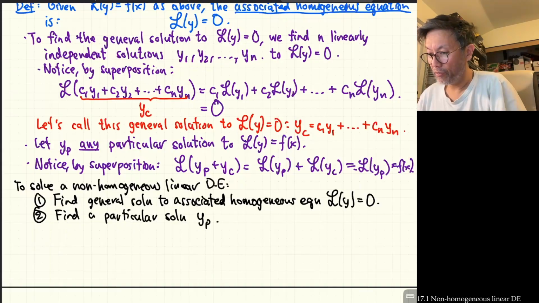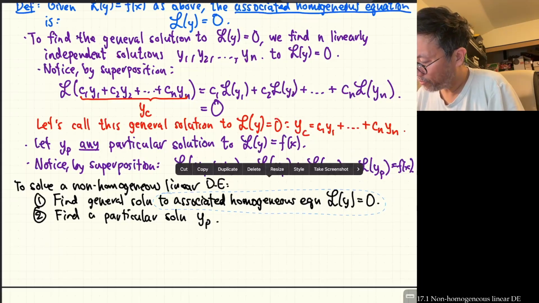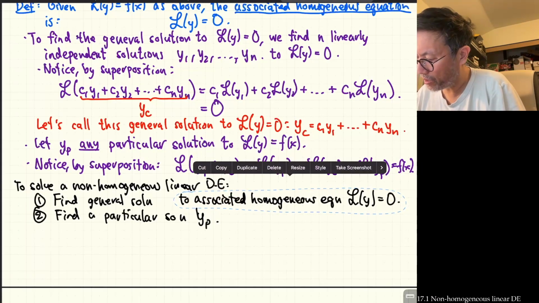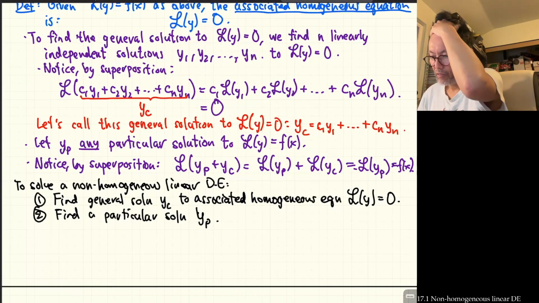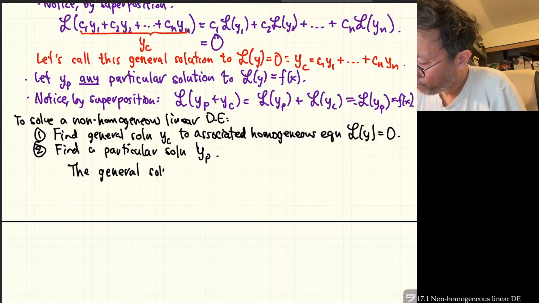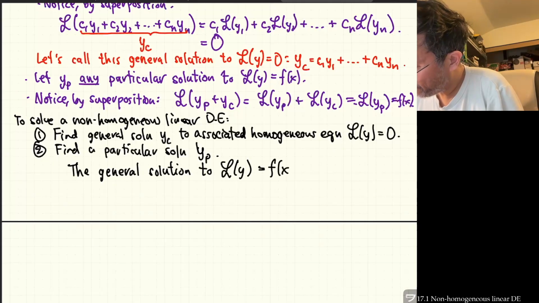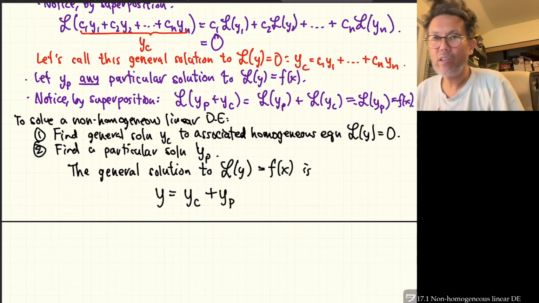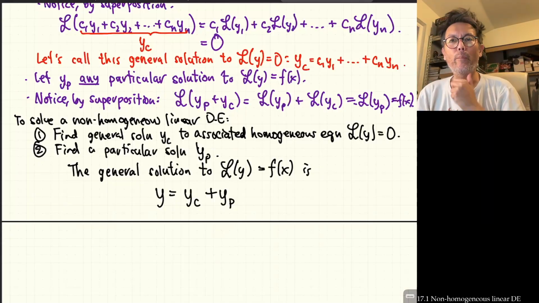Okay? Let me fix this because I need to write. Let me move this over a little and give myself space here to write y sub c. Then the general solution to L of y equals f of x is y equals y sub c plus y sub p. It's this n-dimensional thing translated by y sub p.